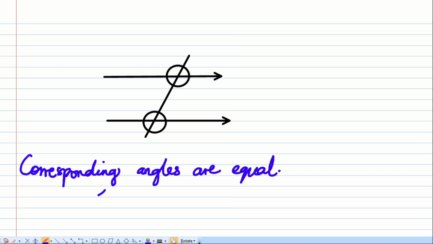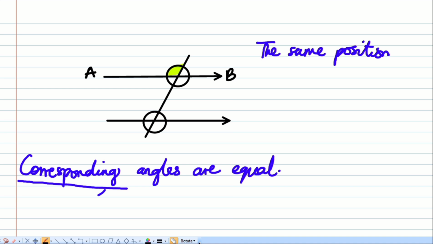How I like to see this is that corresponding simply means the same position. This is just a way to remember. So when we mean the same position, look at what we mean. Relative to this first parallel line, let's consider this angle. I'm just going to color one angle there. This angle here, for instance, you see that it is on the first parallel line. Let's label these parallel lines. Let's call this line AB, and let's call this line CD.